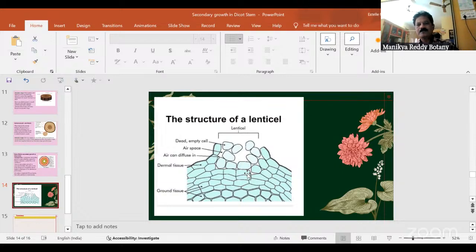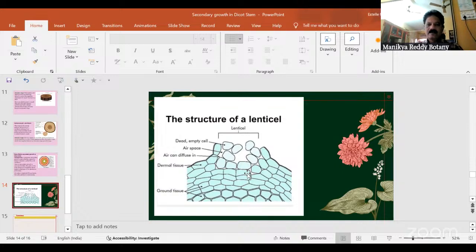In the primary stem, stomata help in exchange of gases. Those stomata are ruptured along with the epidermis, due to increased stelar growth and stelar size. In place of the epidermis, a new protecting layer is formed. That is phellem, phellogen, and phelloderm. This tissue is called periderm.